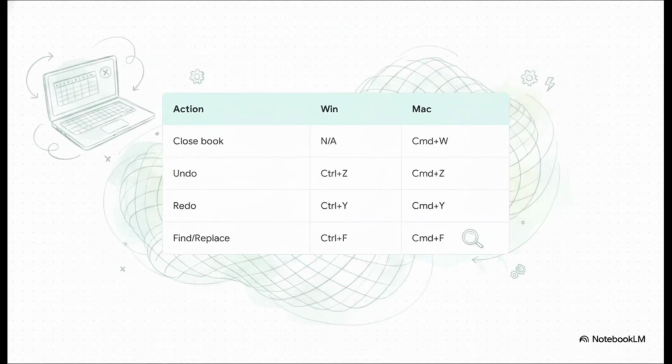On the navigation and safety net side, definitely remember these universal lifesavers. To quickly close your current workbook on a Mac, use Command+W. For both platforms, Control+Z or Command+Z will undo your last action, while Control+Y or Command+Y will redo it. And if you need to quickly bring up Find and Replace, just smash Control+F or Command+F.